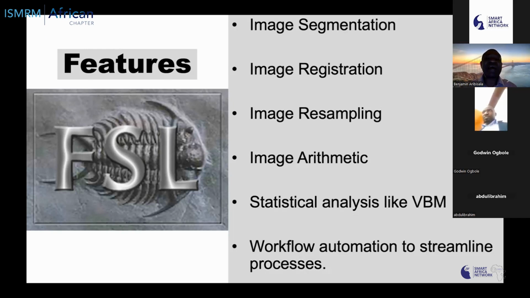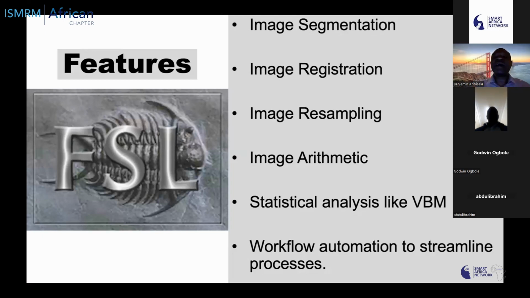And FSL lets you do image registration. And what is image registration? It's all about transforming your image from one space to another space. So sometimes that requires resampling. But when you are talking about transformation, maybe you want to rotate, you want to apply shear, you want to magnify your image. So all the processes combined are what we call registration, that's image transformation. FSL lets you do that.